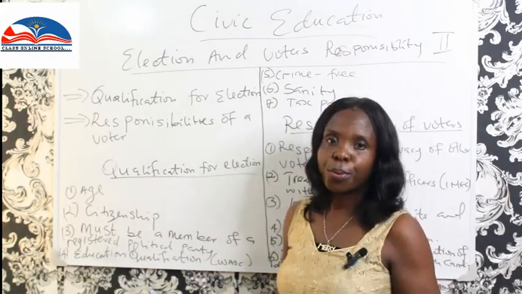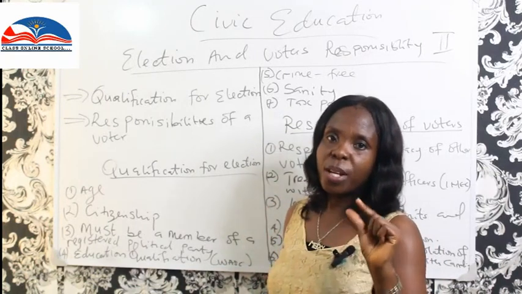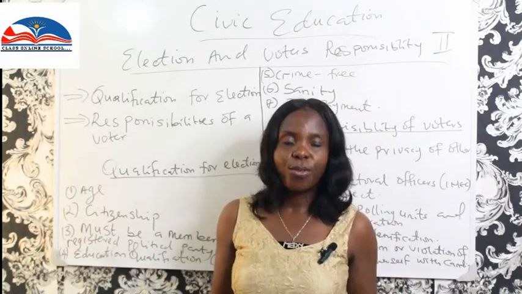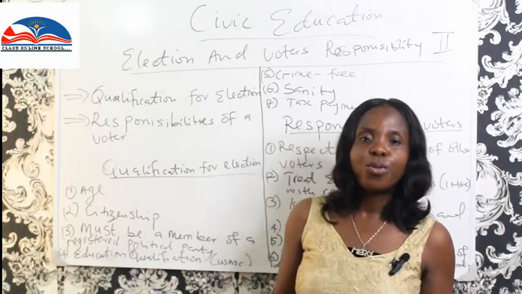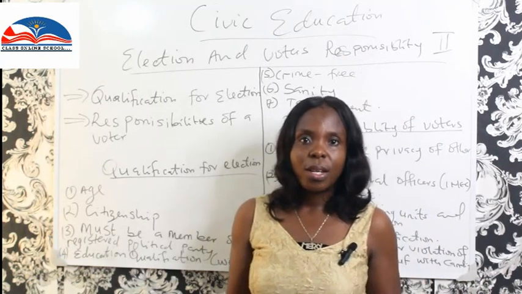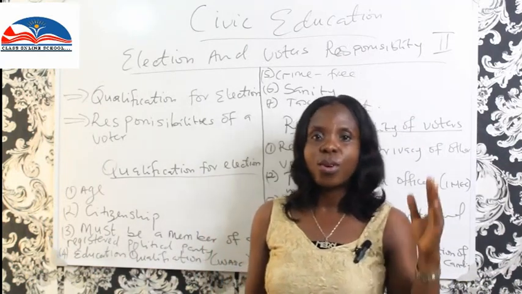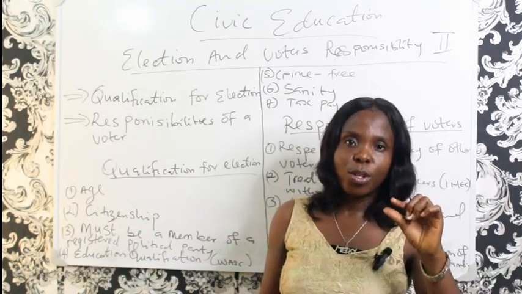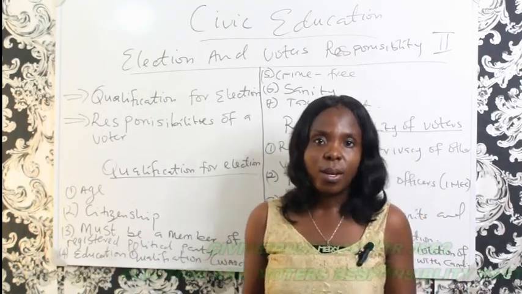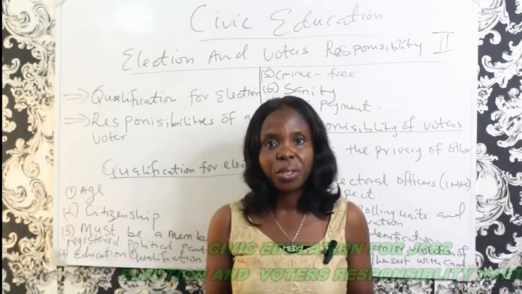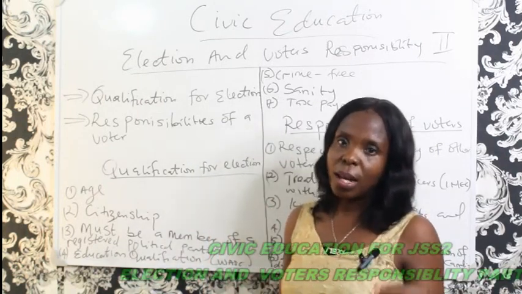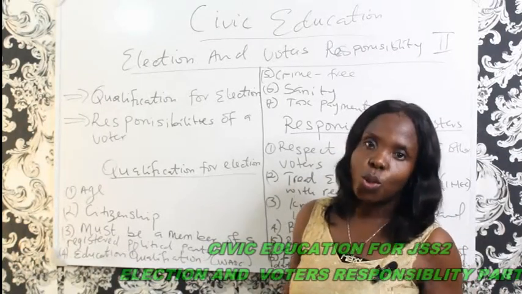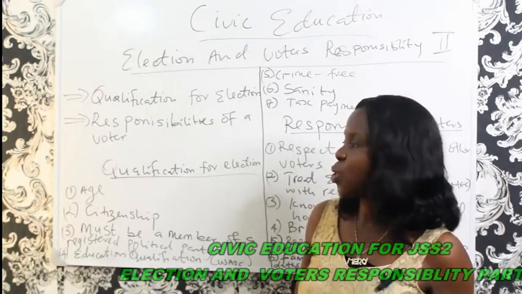Then citizenship. You must be a member of the country, a citizen of Nigeria. If you have to vote, you must be a citizen. If you are not a citizen of this country, you are not allowed to vote. Voters are going to be members of the country. So you must be a citizen, either you're going to vote for an individual or you're going to be elected into any political position.